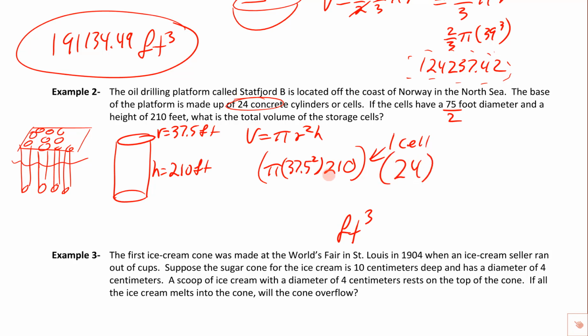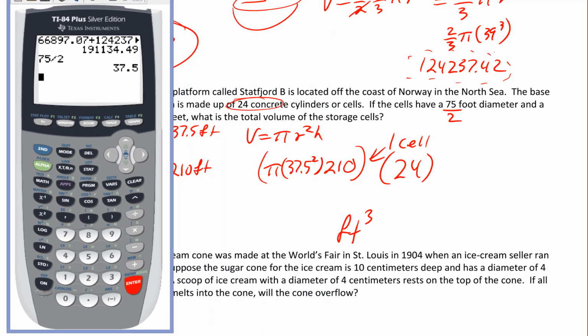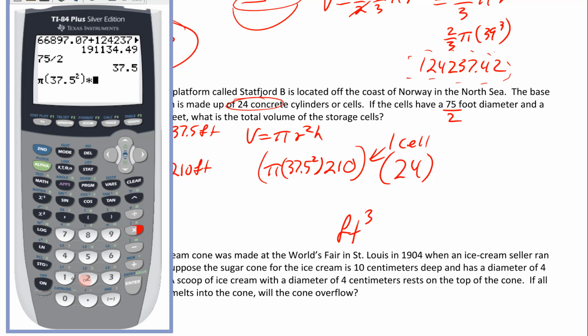So let's go ahead and type this in and see what we get. I do think if you write it down this way, it's going to be a lot easier than typing this in separately and then multiplying them after the fact. So we're going to have our pi, our radius squared, 37.5, and we're going to square that, so close the parentheses, times 210. That would give us the volume of one of the cells. Now we times it by 24 to get all of them, and we end up with this gigantic number right here. Okay, so good thing we've got the feet cubed here, and it's only to the hundredths place anyway, so we don't have to do any rounding.